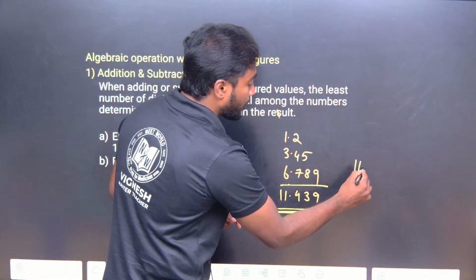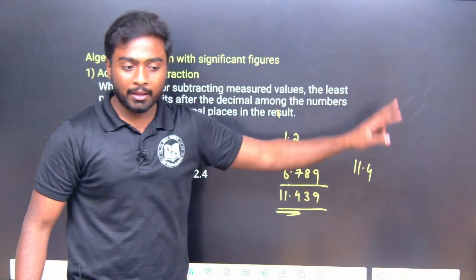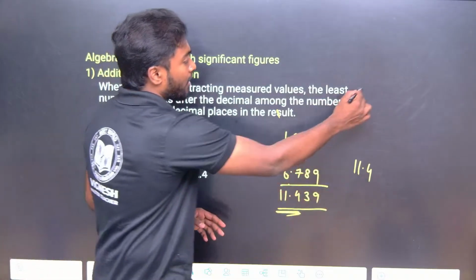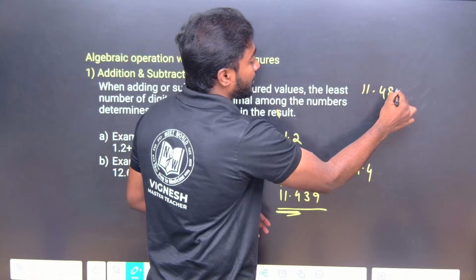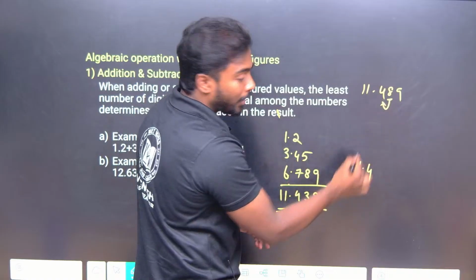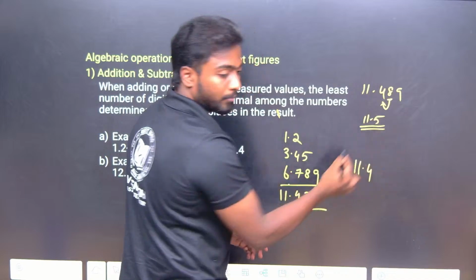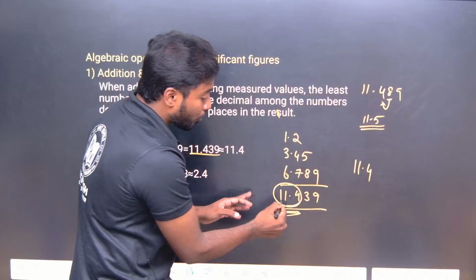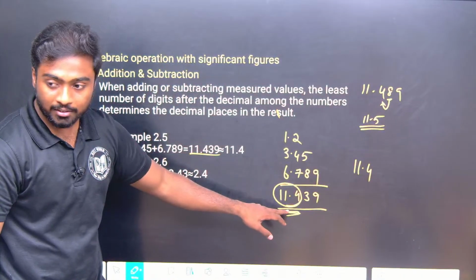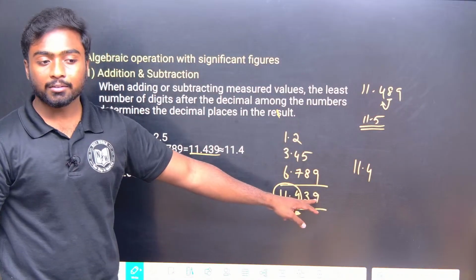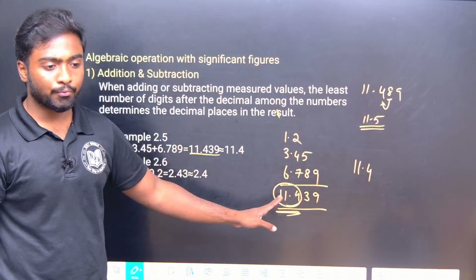So 11.4, but see the next number also, whether it is greater than 5, equal to 5 or less than 5. If it is less than 5, leave as it is. Suppose I am getting 11.489. It is greater than 5, no? So what should I do? Add 1. So 11.5 is the answer. Right, no? Whenever I am rounding off to significant figures, I should watch out for the next number, whether it is less than, greater than or equal to 5.